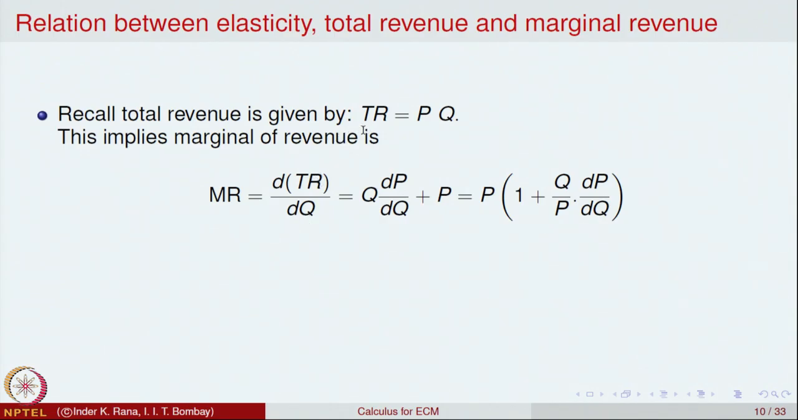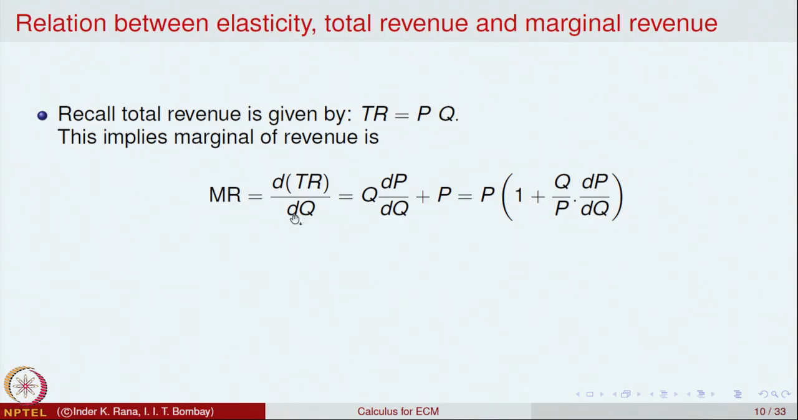So, if TR is equal to PQ, if we find the derivative of total revenue, that will be marginal of the revenue. On the right hand side is P into Q, where P is a function of Q. So, function of a function, there is a product function. So, we apply the chain rule to find the derivative. So, derivative of total revenue with respect to Q will be Q into derivative of P, dP by dQ, plus the derivative of Q with respect to Q. So, that will be 1.